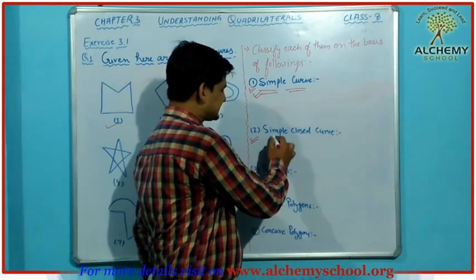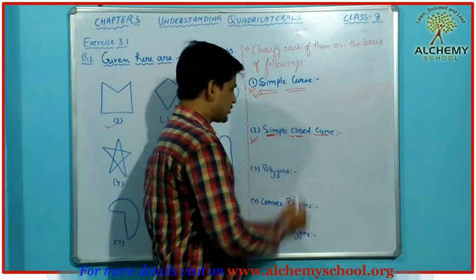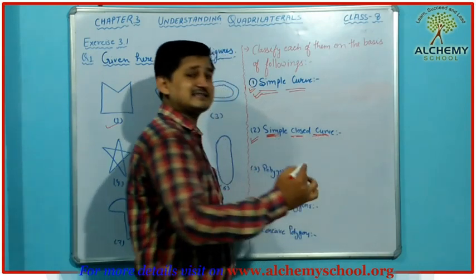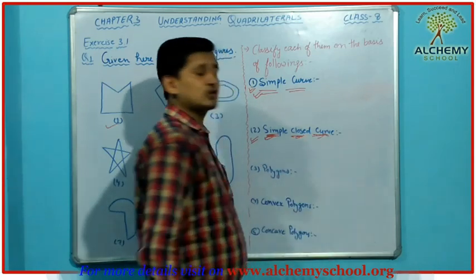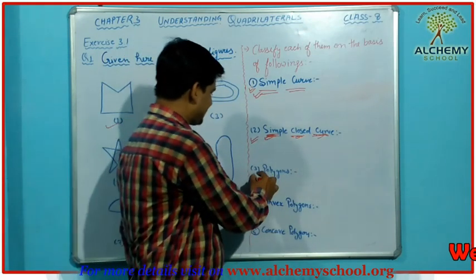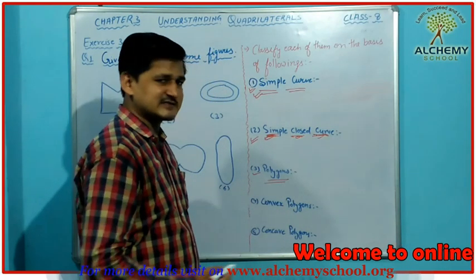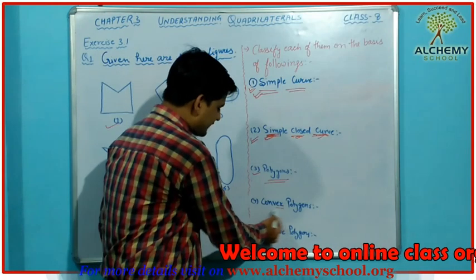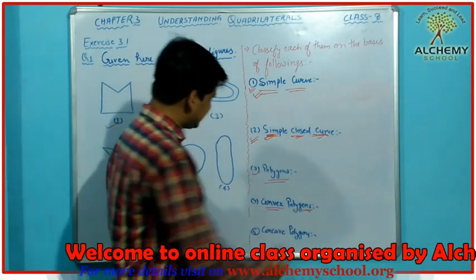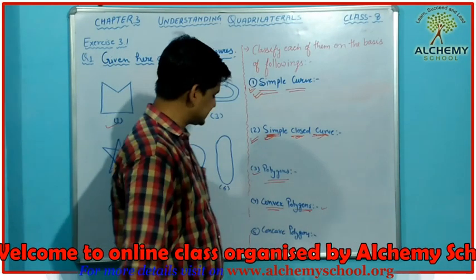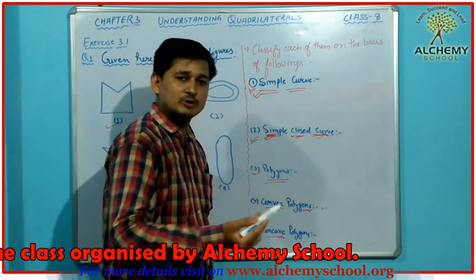Second is simple closed curve. We have seen what a simple curve is. If we have a simple curve that is closed, such a figure is considered a simple closed curve. Then polygons: if a figure is completely made by line segments, such a figure is considered a polygon. Convex polygon: all the interior angles are less than 180 degrees. Concave polygon: at least one angle should be more than 180 degrees.